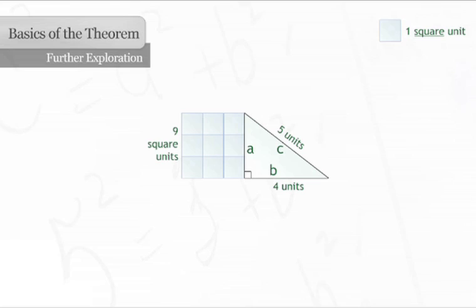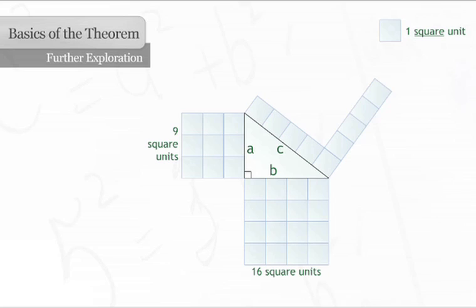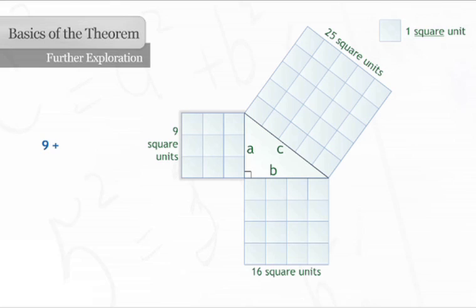The square of side B is 4 by 4, totaling 16 square units. The length of the hypotenuse squared is 5 by 5, or 25 square units. If we add the area of A squared, or 9 square units, and the area of B squared, which is 16 square units, the sum equals the area of C squared, or 25 square units.